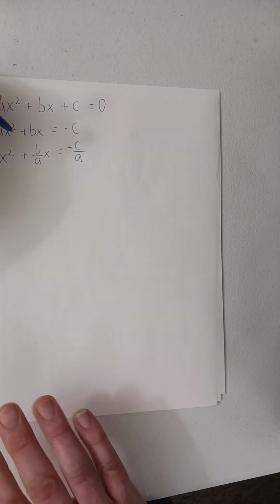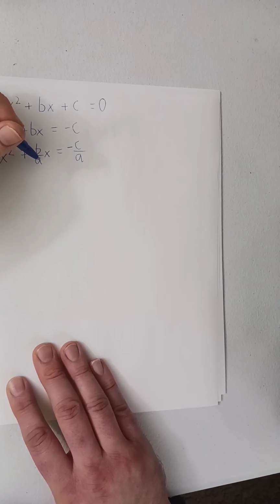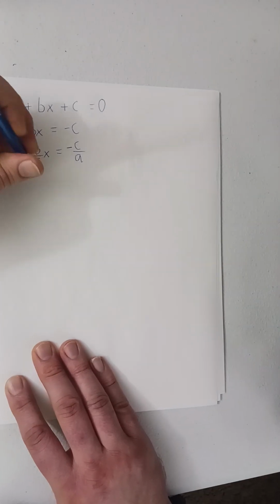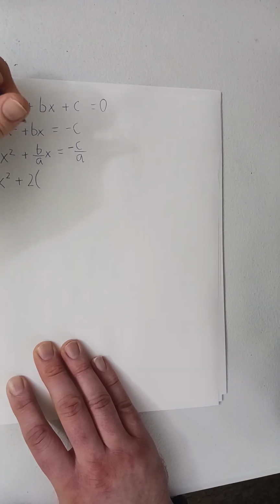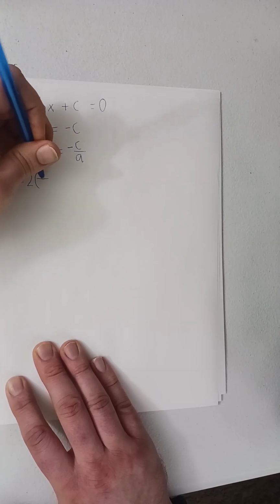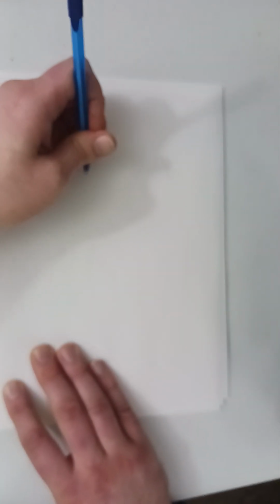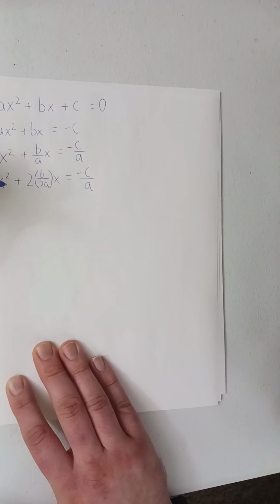Now, we're going to take and make this 2 times b over a divided by 2, right? So we're going to go x squared plus 2 times b over 2a x equals negative c over a. I'm going to write a little bit bigger in the subsequent steps.